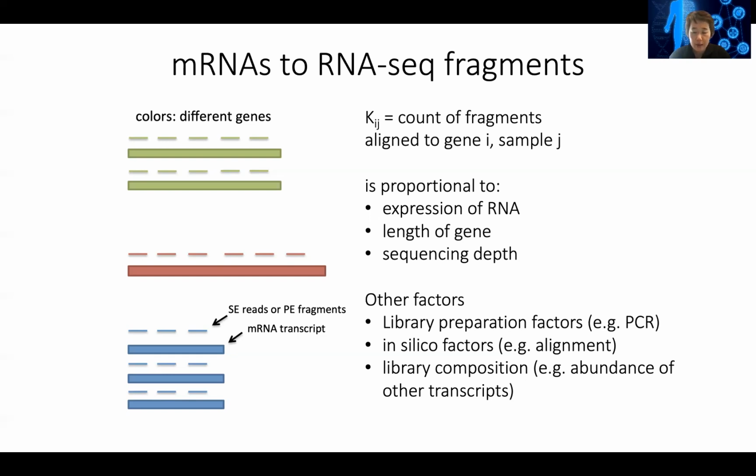This includes library preparation factors, for example, PCR amplification, and in silico factors such as the sequence alignment algorithm. And one additional factor that's important is the library composition, which means that usually if you have one gene that is expressed at very, very high level, it will suck the reads out of other genes because your total library size might be set at a certain number of reads total. And therefore, the expression level of one gene might have some indirect effect on other genes because they compete for the total reads to be sequenced.